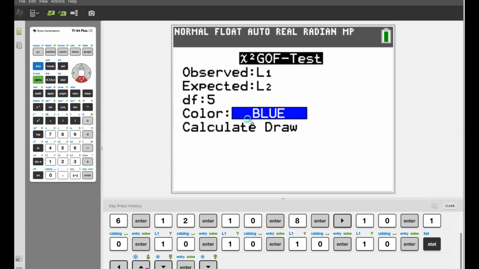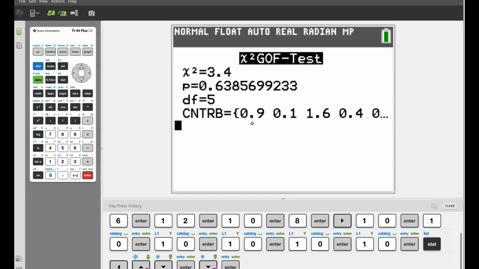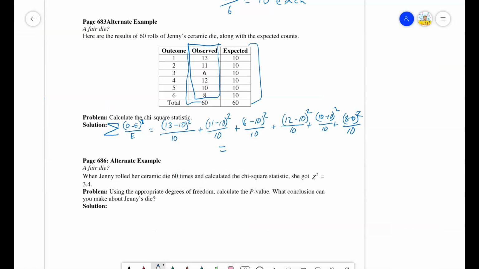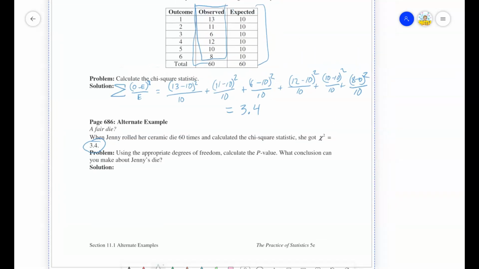So we have L1 as our observed list, L2 as our expected, and our degrees of freedom is still 5. We have 6 faces of the die, 6 categories that our variable can be distributed among, so that means we have 5 degrees of freedom. So we get a chi-squared statistic of 3.4. So even without typing all that in, I can see my chi-squared statistic is 3.4. Using the appropriate degrees of freedom, calculate the p-value.